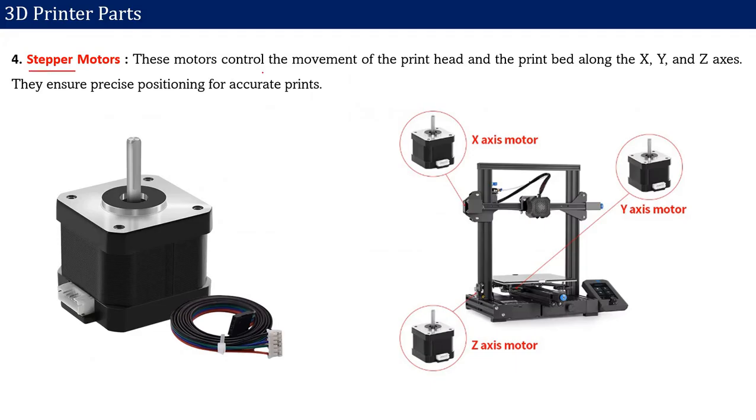Then we have the stepper motors. Since we are calling this a 3D printer, three motors are used for the movement of the x-axis, y-axis, and z-axis, and one motor is there in the extruder. So a total of four stepper motors are there. Three for the movement in the direction of x, y, and z-axis, and one in the extruder.